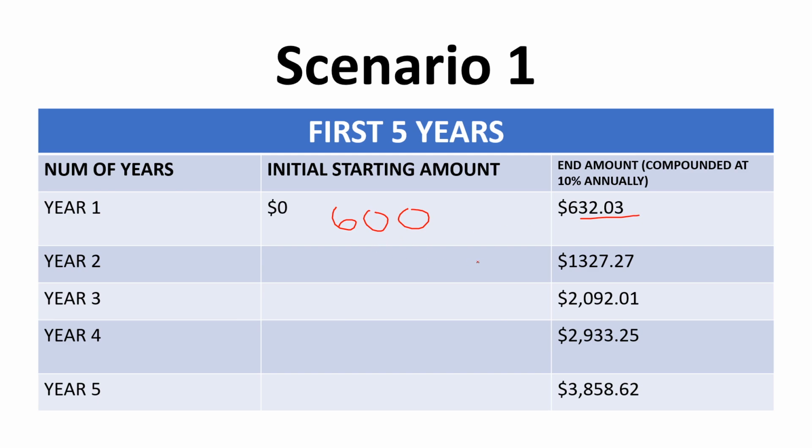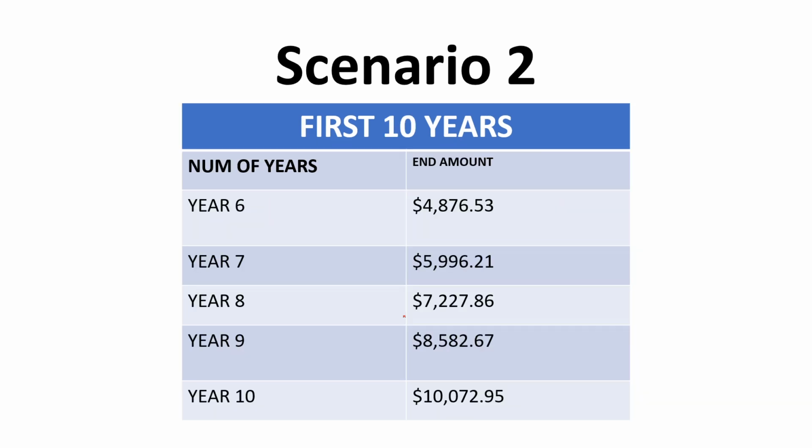Now, year two. At the end of year two, we are at $1,327.27. Then at the end of year three, we are at $2,092.01. And at the end of year four, we are at $2,933.25. And at the end of year five, we are at $3,858.62. Now, compound investing and this compound interest hasn't really come to fruition yet. And this is not even the best part.